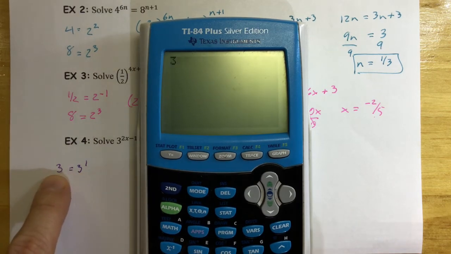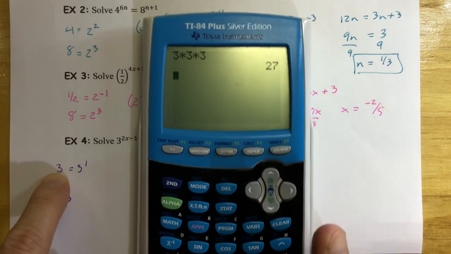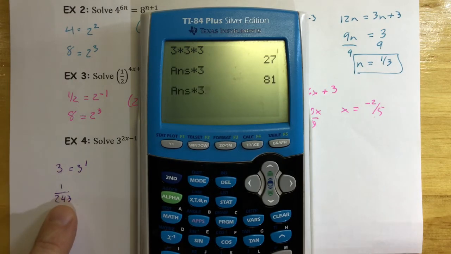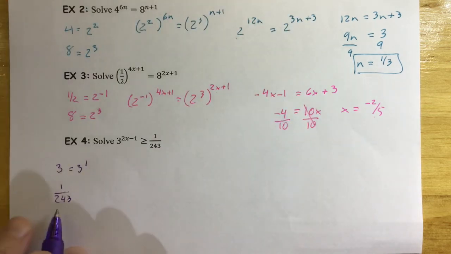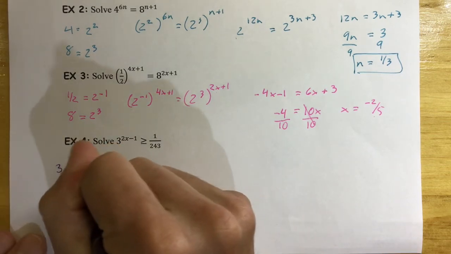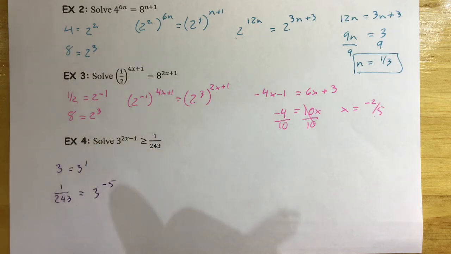Okay, so let's say that I took 3 and I multiplied it 3 times, because I know that's 27. We should all know that. Okay, if I go ahead and multiply by 3 again, I get 81. Multiply by 3 one more time, and I get 243. So that means that there's a connection between that number and 3 to the 5th power. Of course, the fact is that it's a reciprocal, so this is actually just 3 to the negative 5 power.